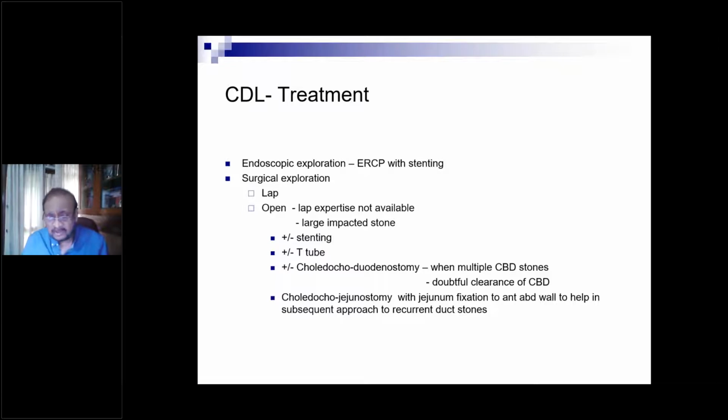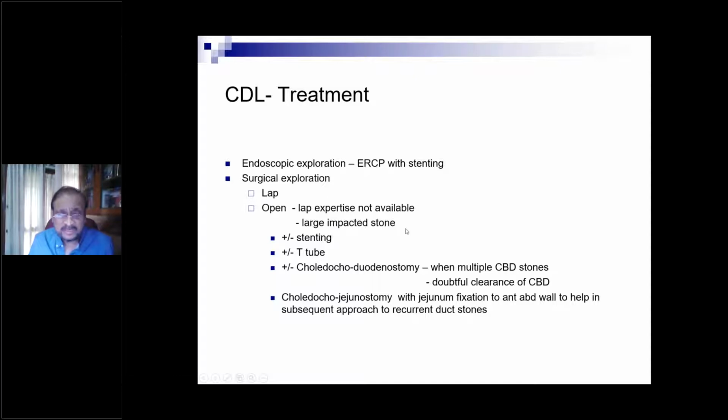How do you treat choledocholithiasis? Number 1, endoscopic exploration, ERCP with stenting with papillotomy. Remember, when you say stenting, again repeating, it always has to be along with papillotomy. So ERCP with stenting, that is probably one of the good methods of doing it, but there are certain lacunae in it. We'll just talk about that, right? Surgical exploration, lap or open.